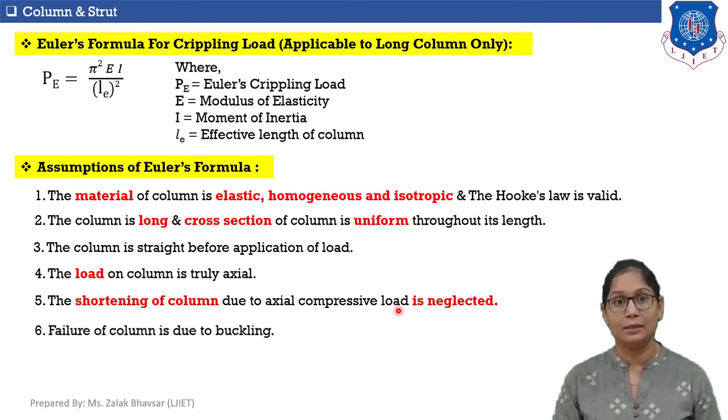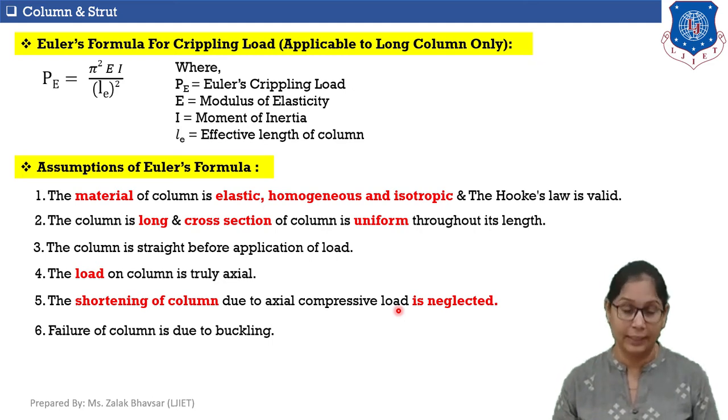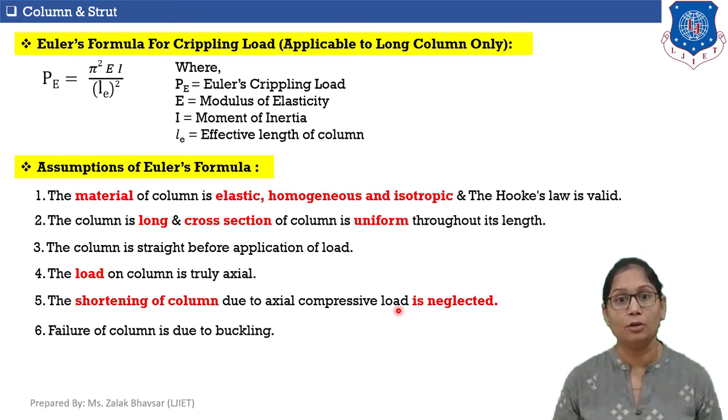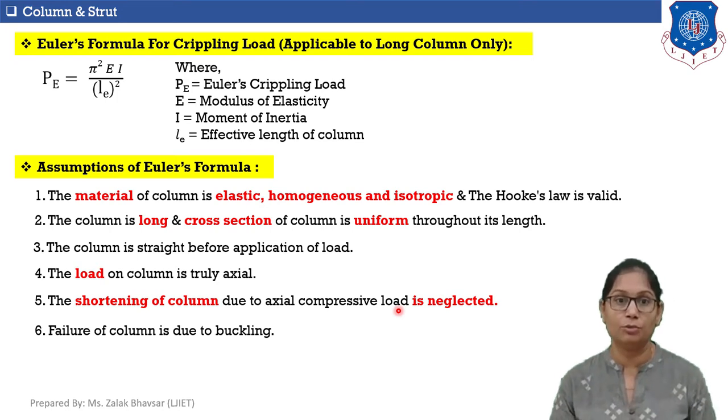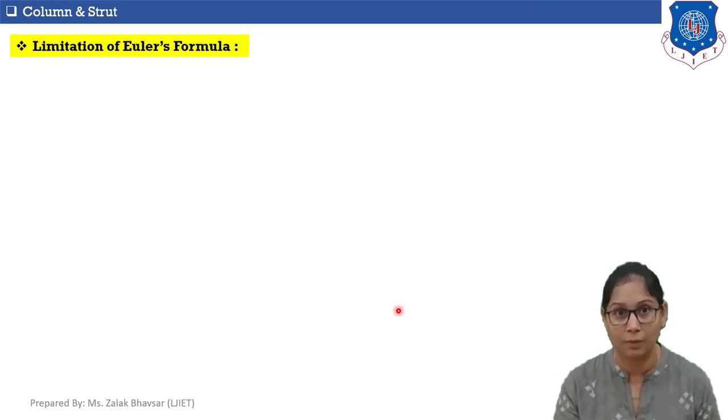Now, this is the last assumption, that failure of the column is due to buckling. Okay, it means here we apply Euler's formula for long columns, and for long columns we assume that the failure of the column is only due to buckling. There is no crushing. Okay, so these are the assumptions that we make for applying Euler's formula. Now let's move to the limitation of Euler's formula.